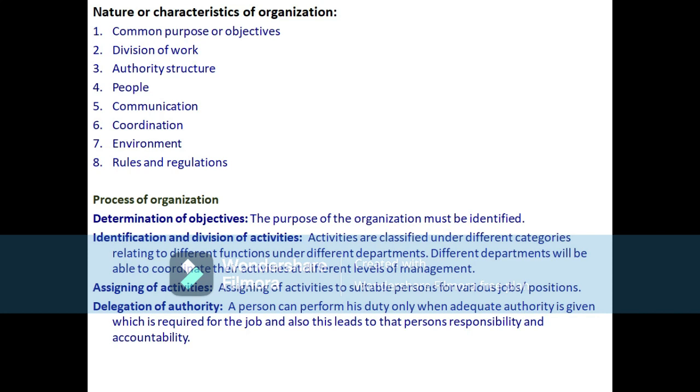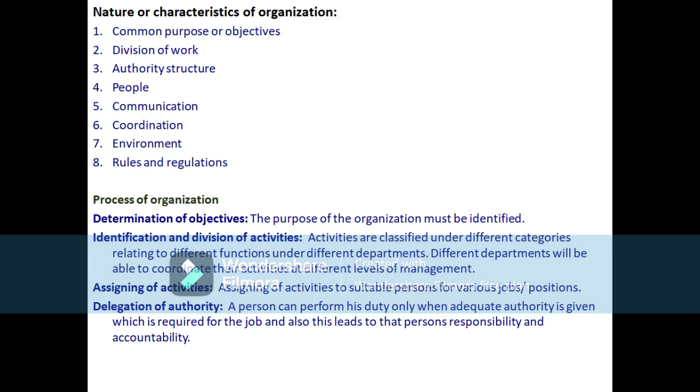And coming to the third one, authority structure. What does authority structure mean? Basically, authority means power. So, power having a structure. There is an arrangement of positions into a graded series. The authority of every position is defined very clearly. So for whatever job position there is, there is a specificity of the roles and responsibilities, the authority and power regarding that job position. That is known as the authority structure.